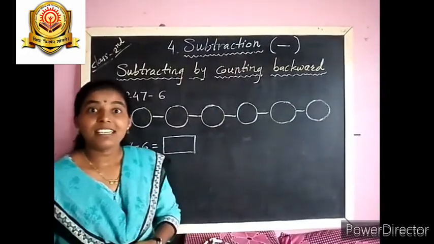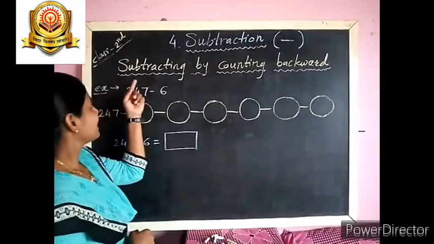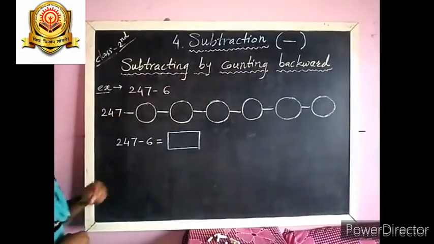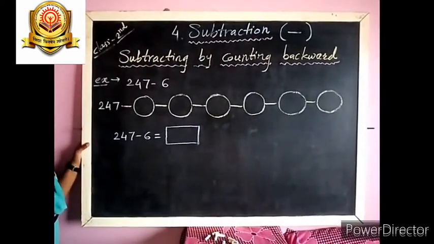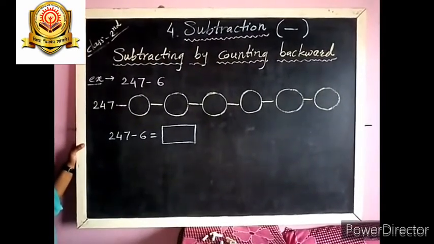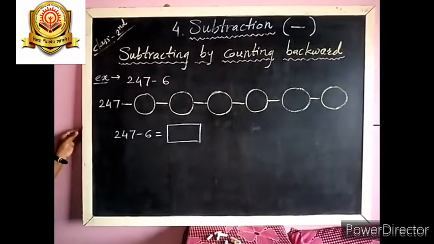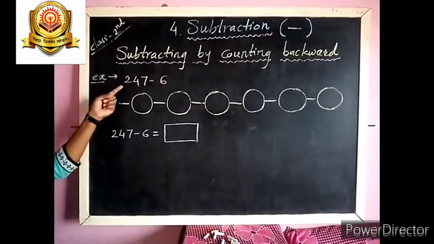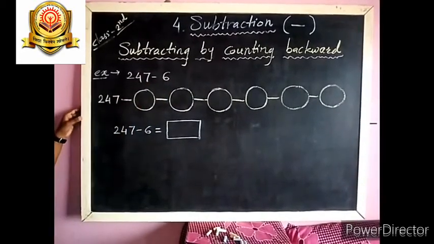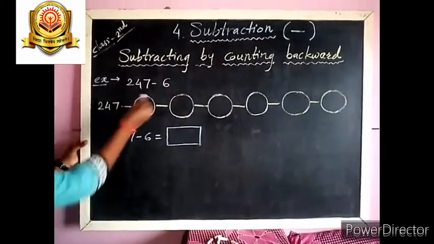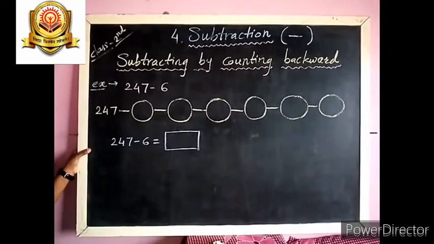Now let us start our first point, subtracting by counting backward. Do you know, students, what is meant by backward? Backward means going back. In this point, our first example is 247 minus 6. Now students, how to subtract 6 from 247?